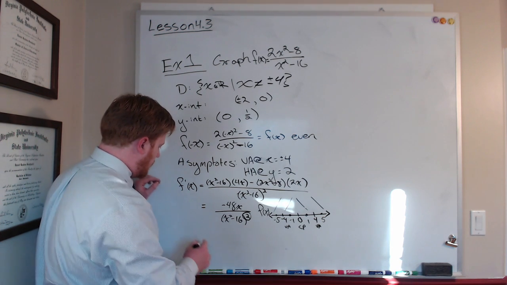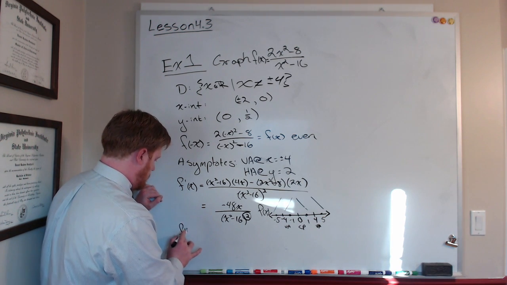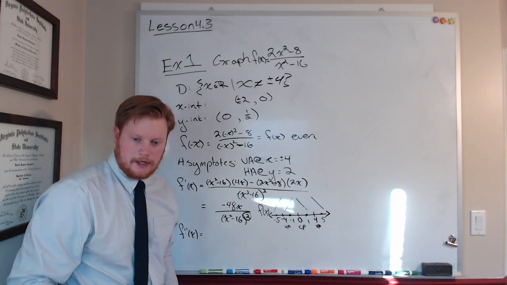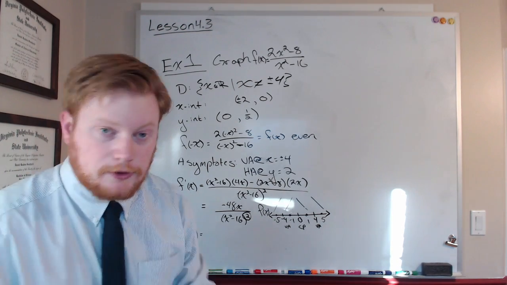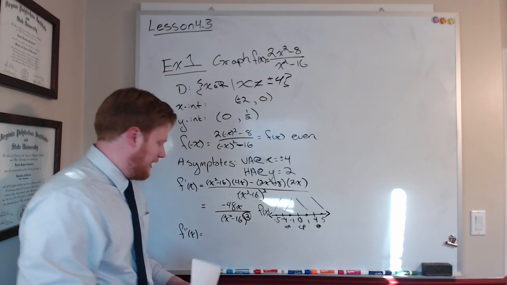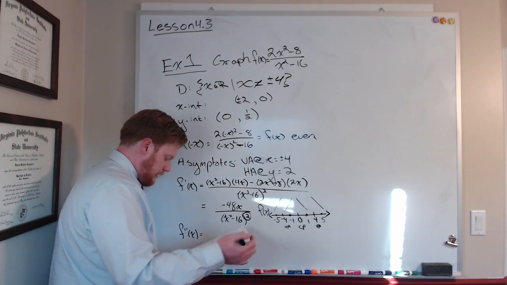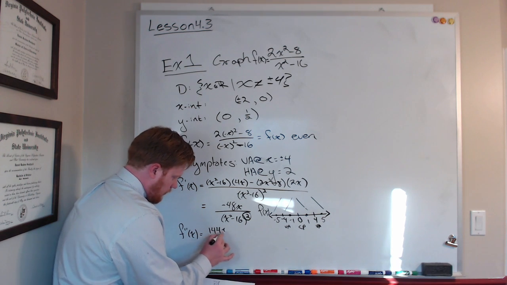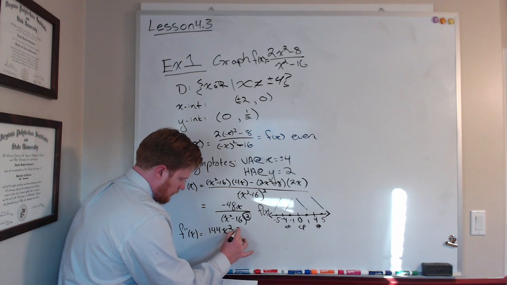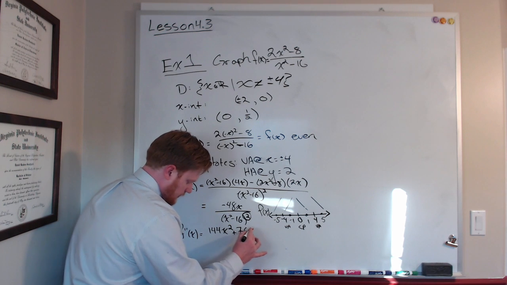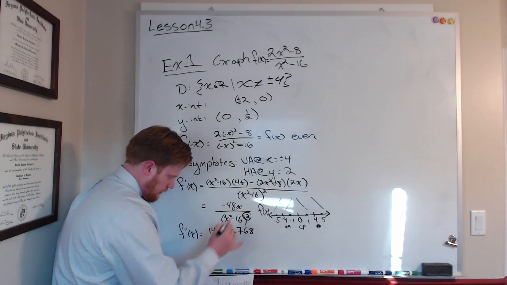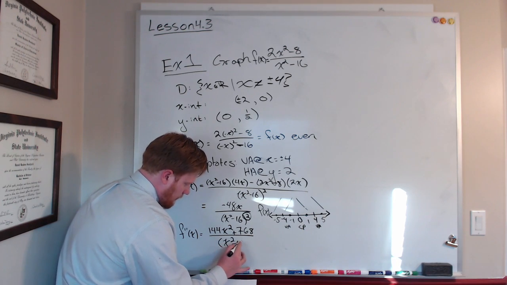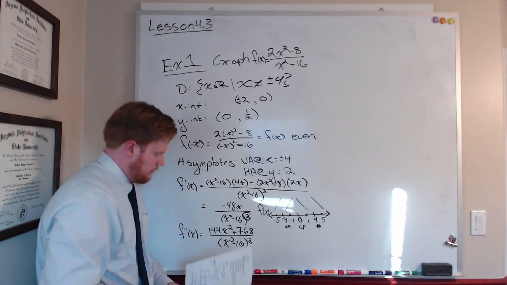The last thing I need to know is what's going on with my second derivative. Now again, I'm going to take some liberties due to board space and time, and give you that the second derivative does come out to be 144x squared plus 768 divided by x squared minus 16 cubed.